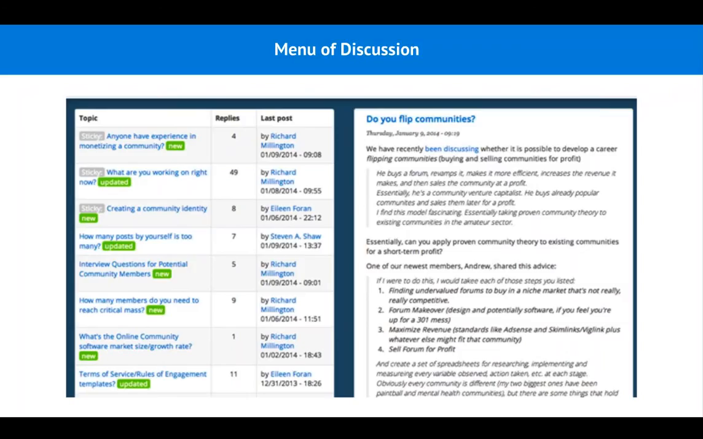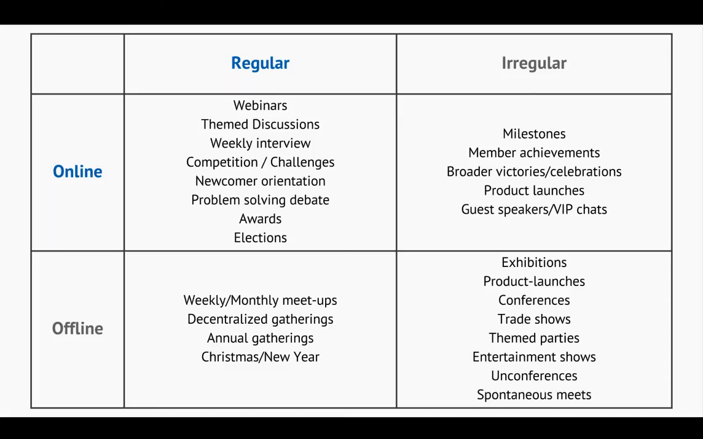Next, we're going to move on to events and activities, but I'm going to go through this really quickly because I'm very mindful of your time. What we find is that there's 4 different types of events. Those that are regular online. So these are the most common types.